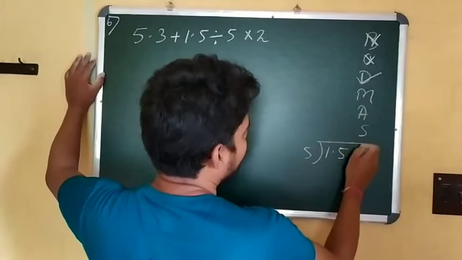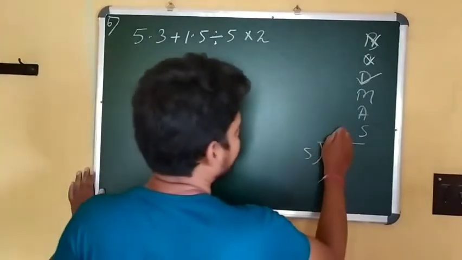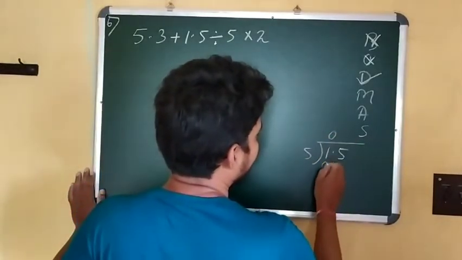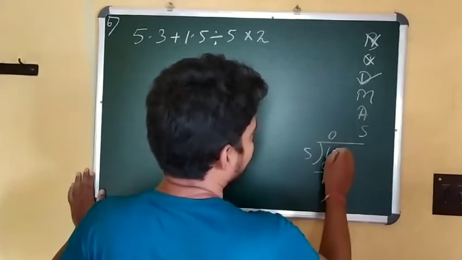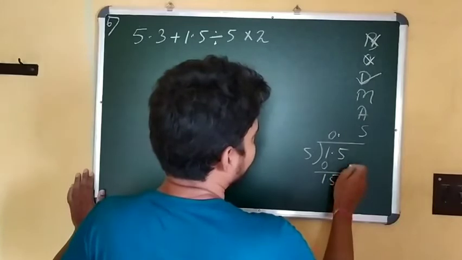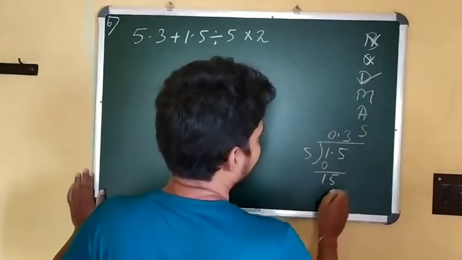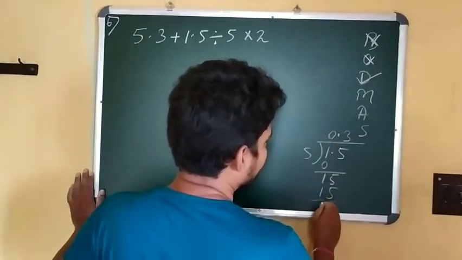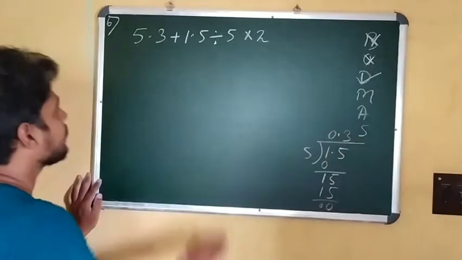So 1 is the whole number, we cannot divide this. So you just multiply 0 with 5, you write down. So 1 comes down, you have to shift the decimal point here to take the next digit. So 15, then you multiply 3 into 5, it is 15. So our answer is 0.3.